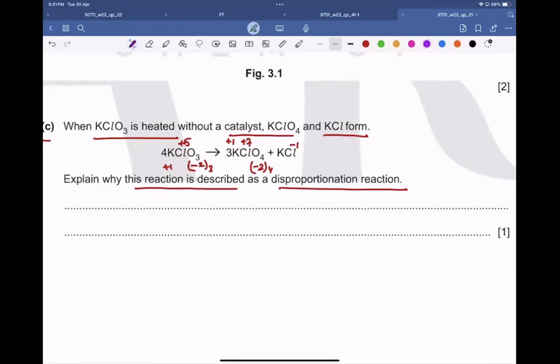So that's why this reaction is a disproportionation. It is because chlorine is both oxidized and reduced. Is this clear?